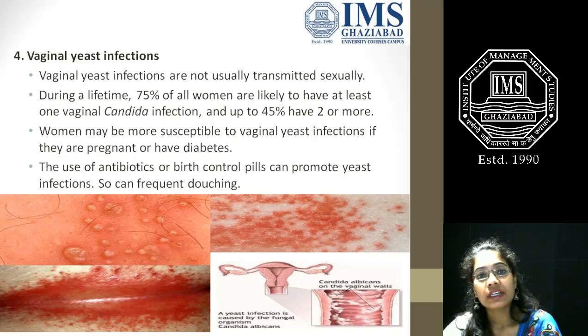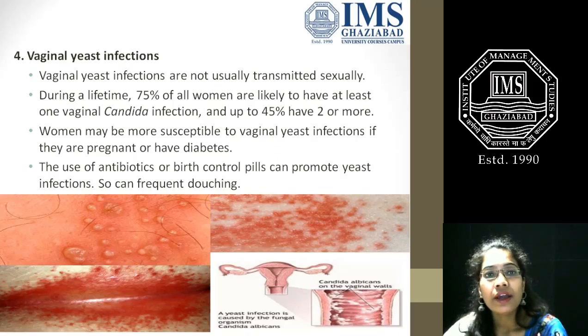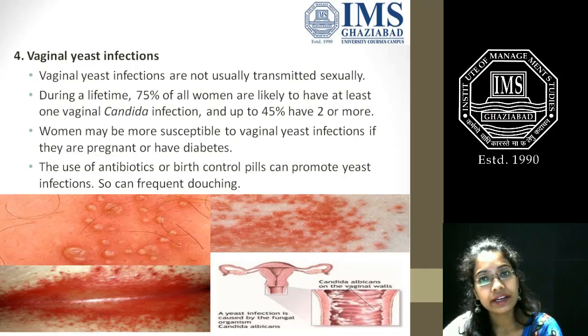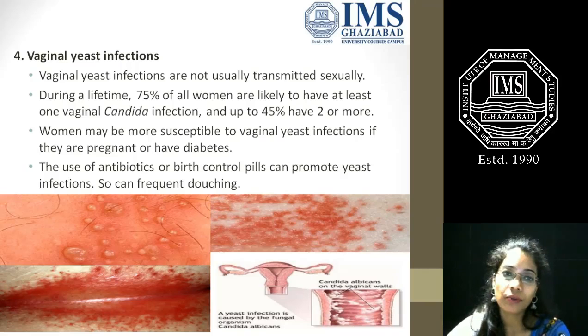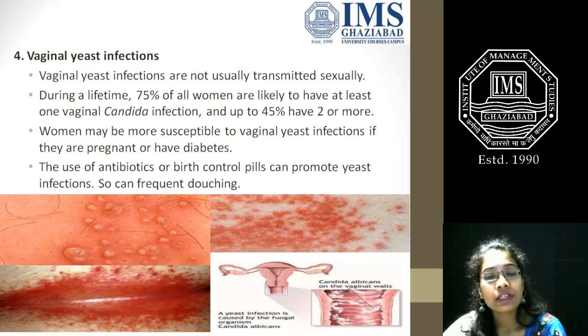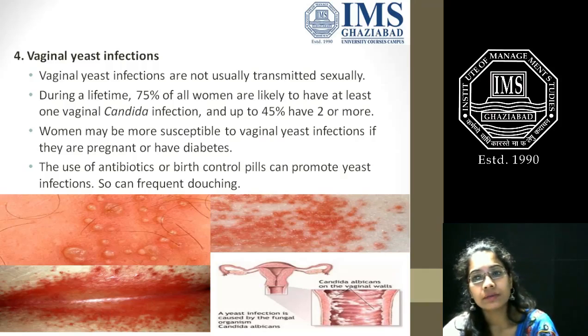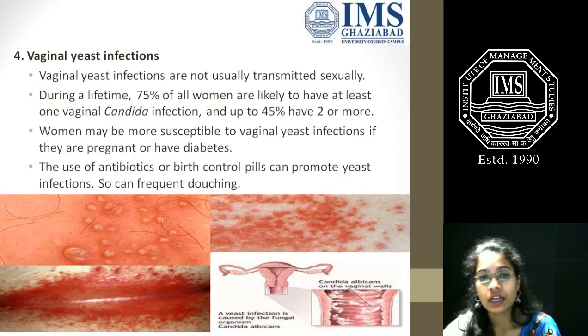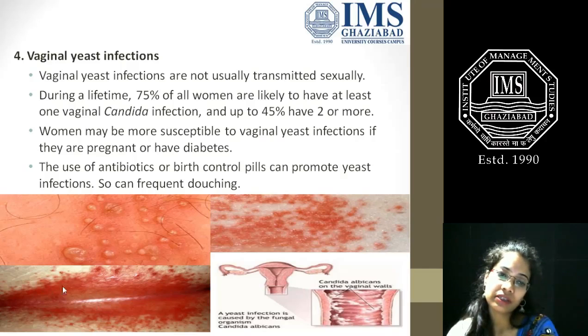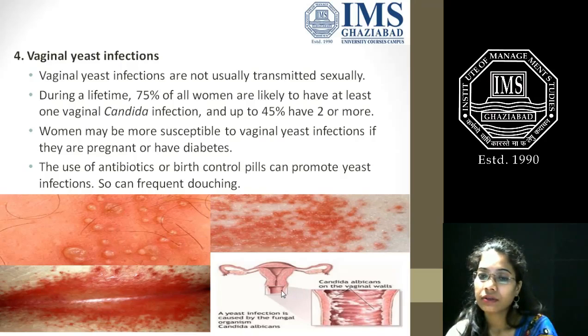Next comes vaginal infection. Vaginal infection is usually transmitted sexually. During a lifetime, 75% of women are likely to have at least one vaginal candida infection, and up to 45% have two or more. Women may be more susceptible to vaginal yeast infection if they are pregnant or have diabetes. The use of antibiotics or birth control pills can promote yeast infections, as can frequent touching. You can see here the redness present in the area, and these are the pustules present in the area. The yeast infects the cervical canal of the vagina.